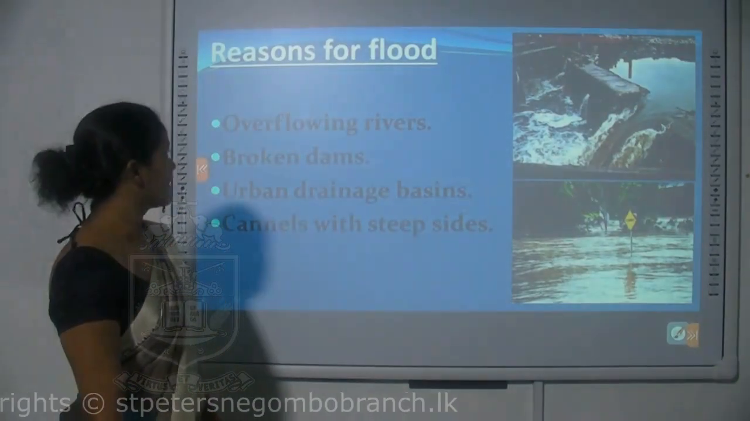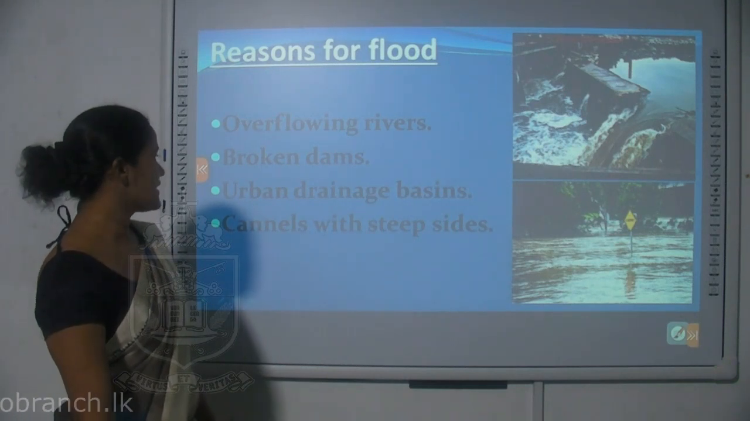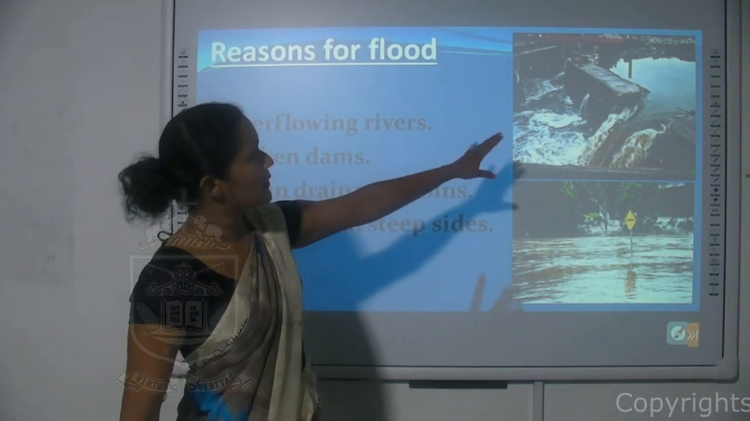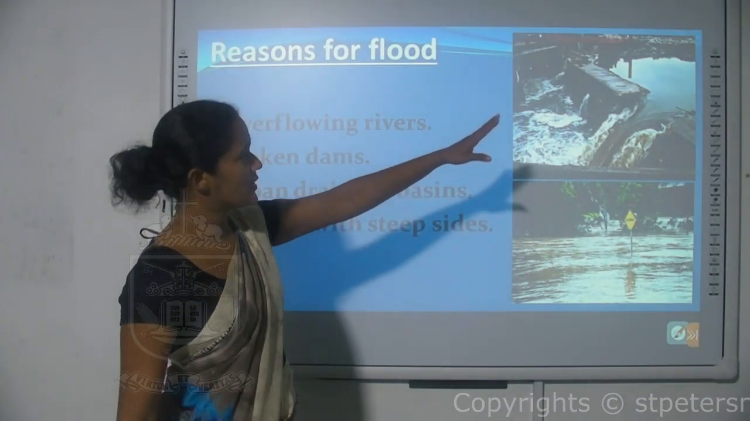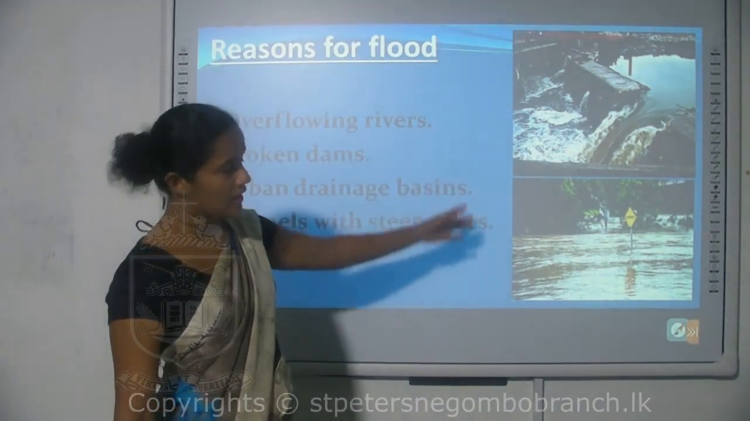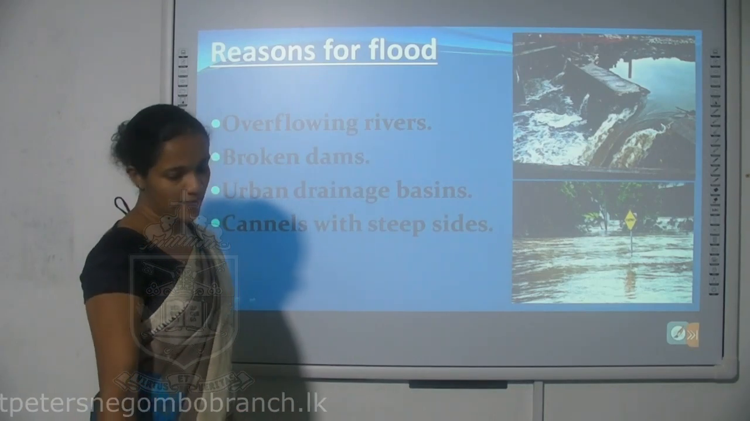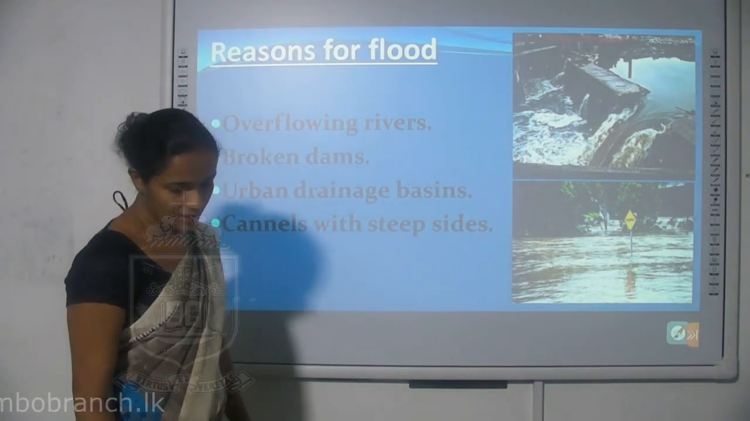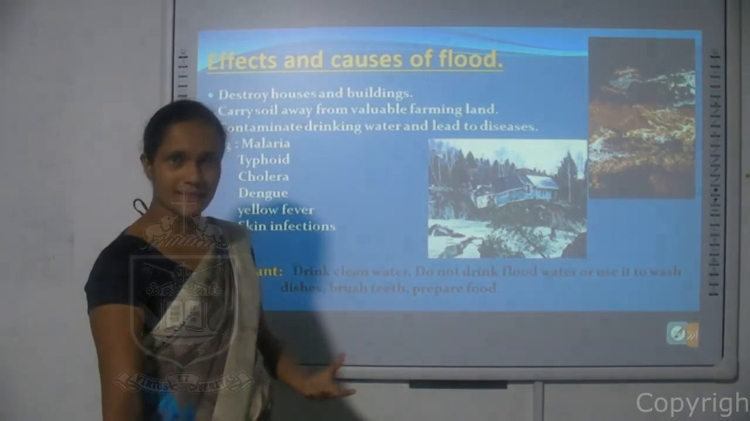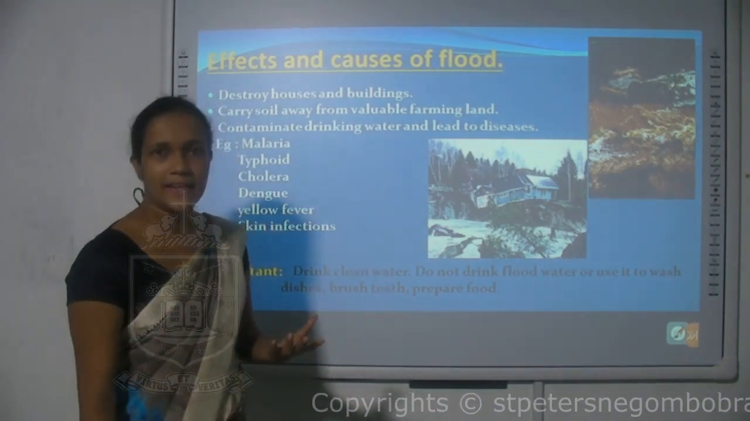Overflowing rivers, broken dams, urban drainage basins, canals with steep sides. Now see, can you see this dam has broken, so suddenly a large amount of water is going there, so it leads to a flood. Then, because of flood, many diseases, damages and many more accidents can happen.